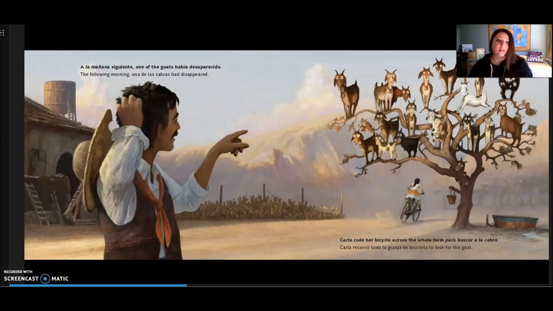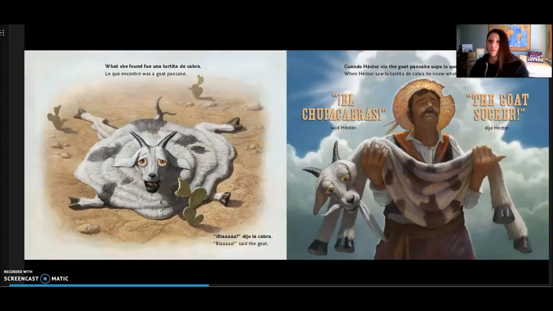Carla rode her bicycle across the whole farm to look for the goat. What she found was a goat pancake. "Blah," said the goat. When Hector saw the goat pancake, he knew what had happened. "El chupacabras," said Hector. "The goat sucker."